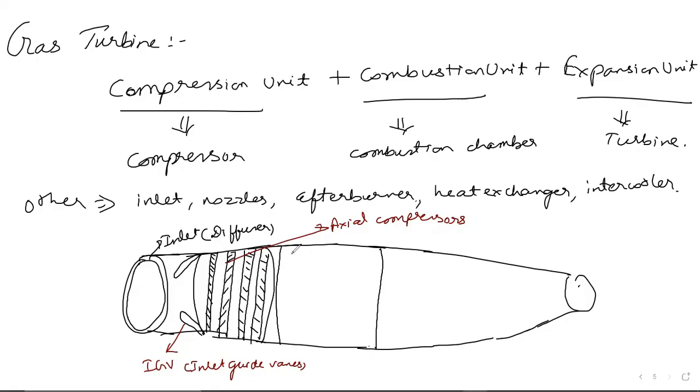In the combustion chamber, what kind of thing is there? It is like this, and these are the flame holders. Other engines have other kinds of arrangements. Flame holders mean this is where combustion takes place. You can also see the fuel injector. So this is basically the combustion chamber.